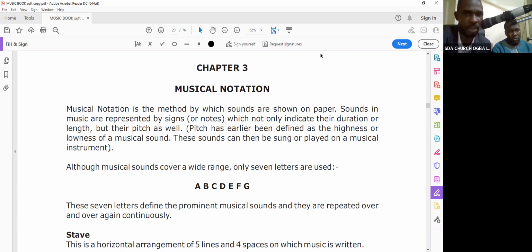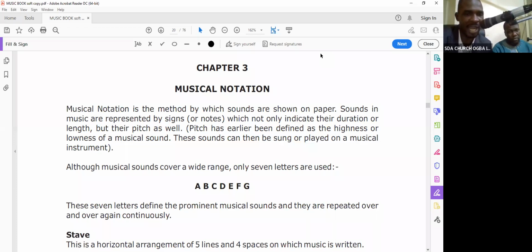Sounds that are shown on paper, we use notes, and those notes that we use to show those sounds have specific durations, they have specific lengths, and this corresponds with the timing of everything that we are doing in writing music.